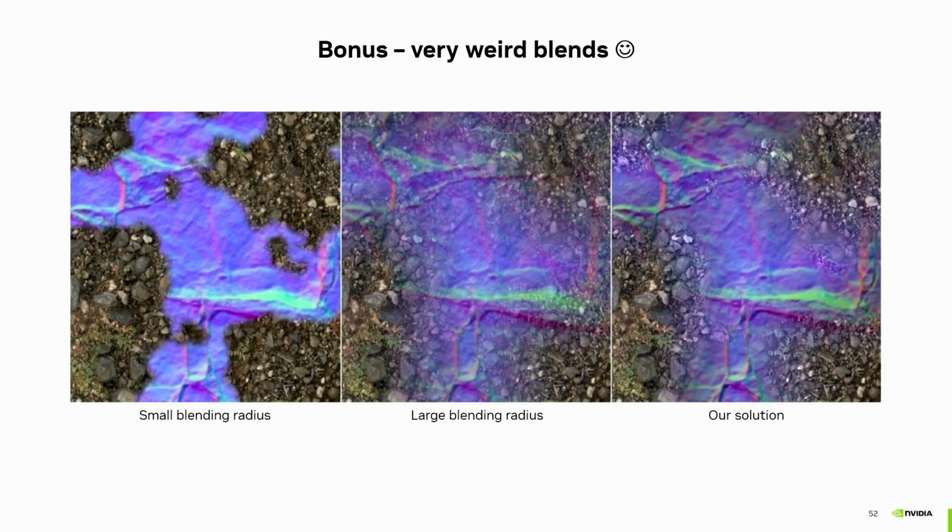As a fun, very wild bonus, a very weird blend of a normal map and a diffuse map. But what I wanted to emphasize is that on the right, you can see the rocks are much better preserved, while the color blends much more smoothly. And this is general. This exaggerated example shows you the behavior of the technique.